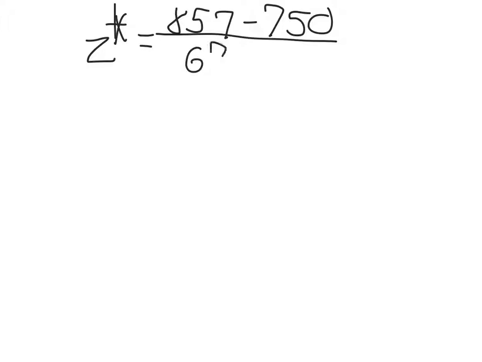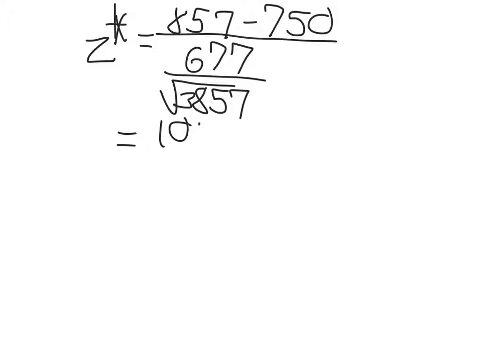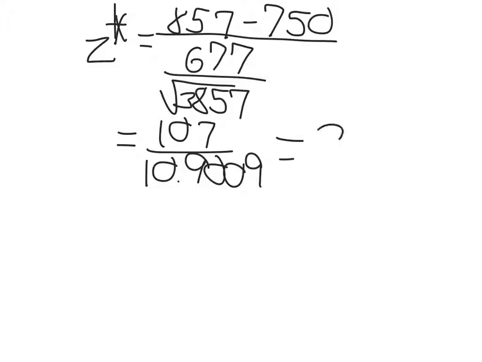So I'm going to have Z star, that's my test statistic, is 857 minus 750 all over 677 over the square root of 3857. And that's going to be 107 over 10.9009. And when you do all your hand waving, you get something to the effect of 9.815, something like that. Okay, so that's step 2.